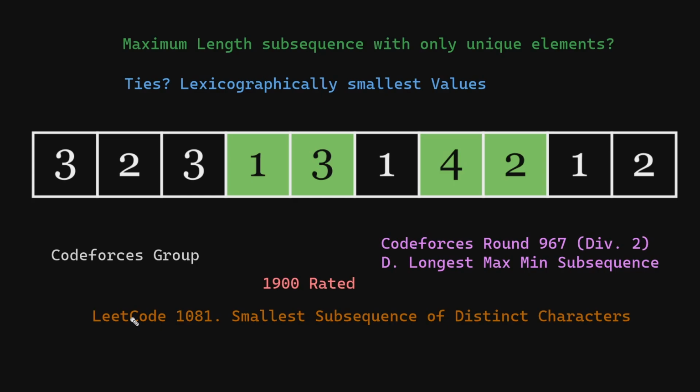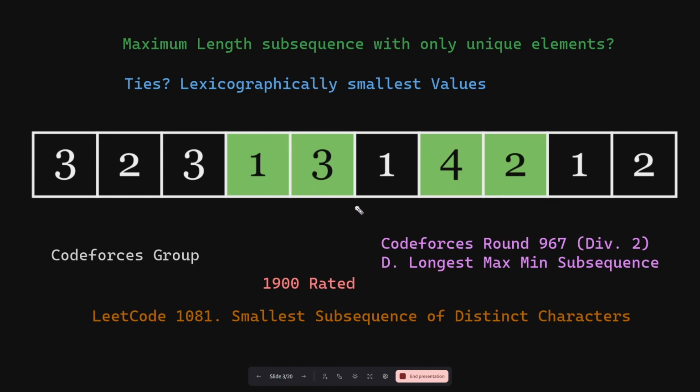Now let us look at a problem that deals with the lexicographical ordering of the values instead of the indices. You are given an array which contains integers from 1 to n. Now you need to find out the maximum length subsequence that only contains unique elements. But if there is more than one subsequence with maximal length containing only unique elements, then you need to figure out the lexicographically smallest such subsequence by the values of the elements.